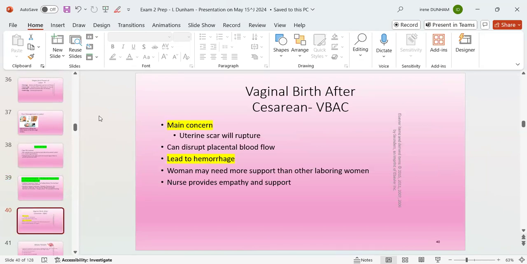Okay, so let's talk about VBACs. These are vaginal births after cesareans. So, can you induce? Remember what induction is, right? What's an induction?